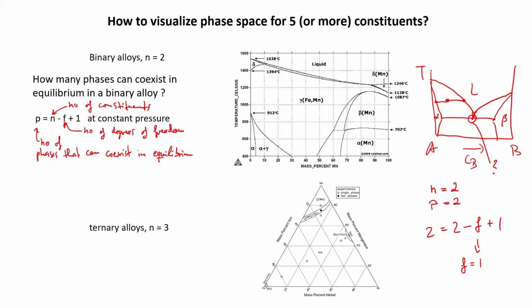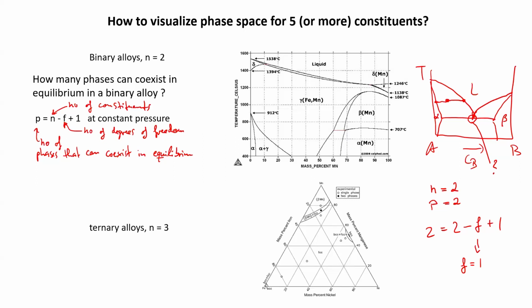What does it mean? I can vary temperature or composition. I don't leave this equilibrium. It will still be the two phases which are in equilibrium. And I can vary temperature or I can vary composition, and so on.